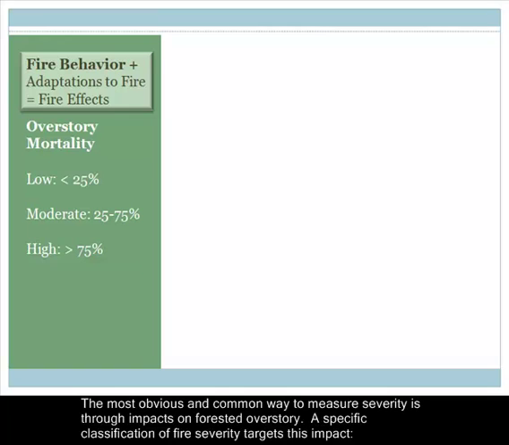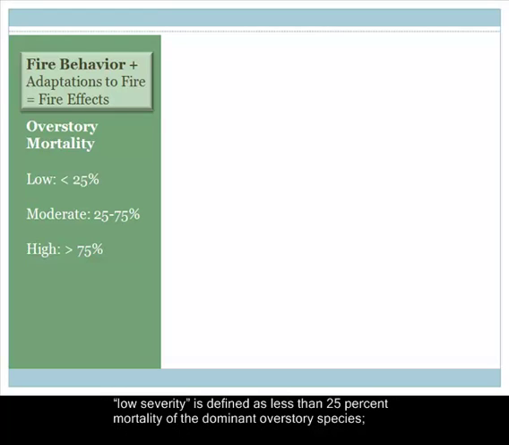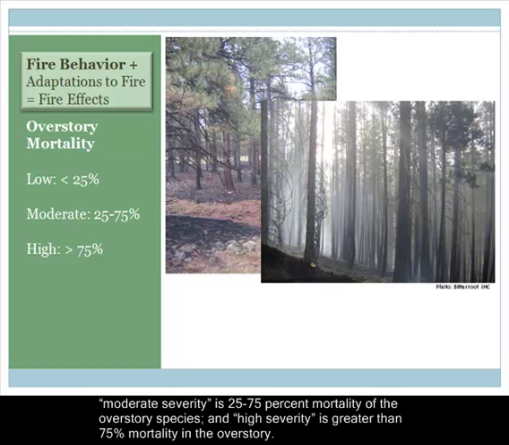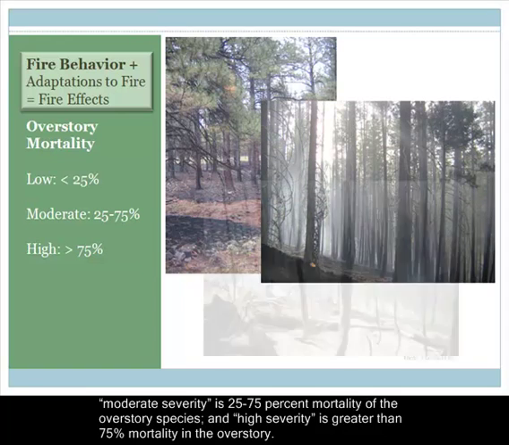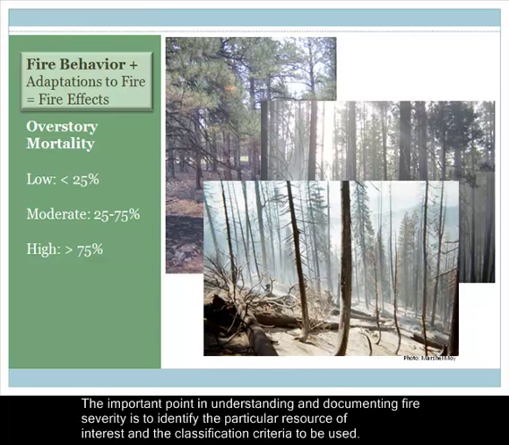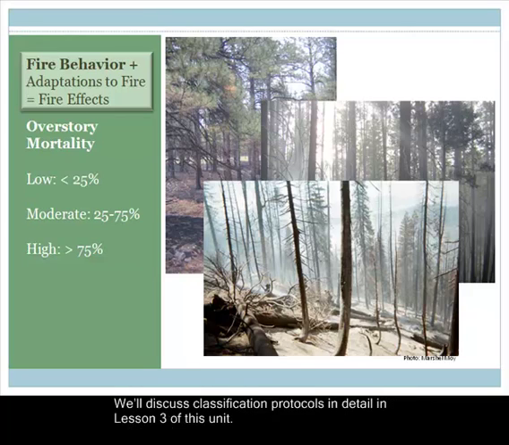The most obvious and common way to measure severity is through impacts on forested overstory. A specific classification of fire severity targets this impact. Low severity is defined as less than 25% mortality of the dominant overstory species. Moderate severity is 25 to 75% mortality of the overstory species, and high severity is greater than 75% mortality in the overstory. The important point in understanding and documenting fire severity is to identify the particular resource of interest and the classification criteria to be used. We'll discuss classification protocols in detail in Lesson 3 of this unit.